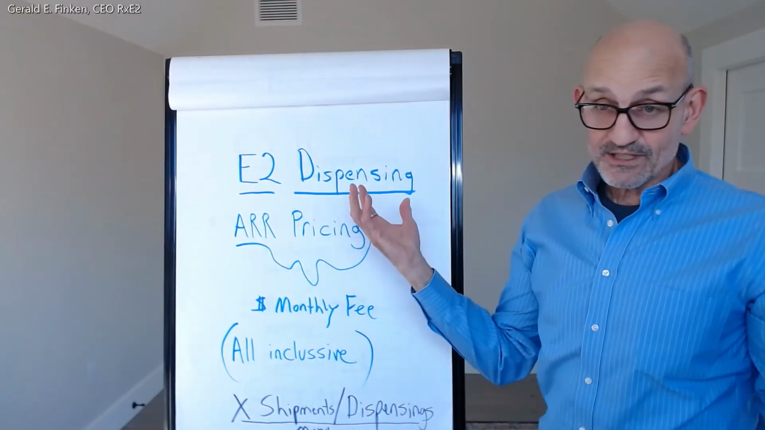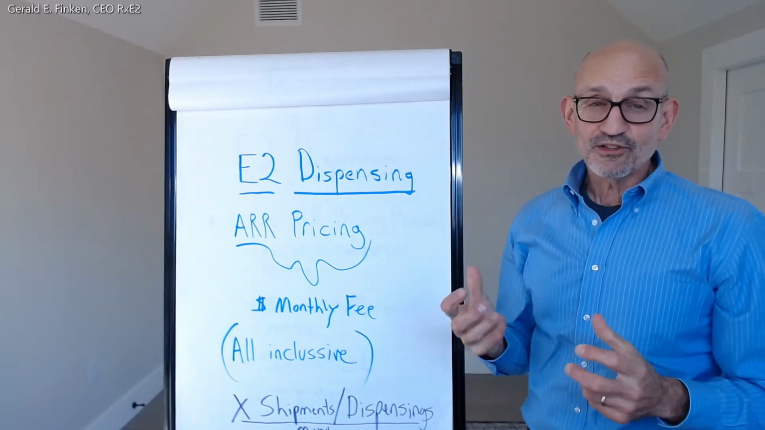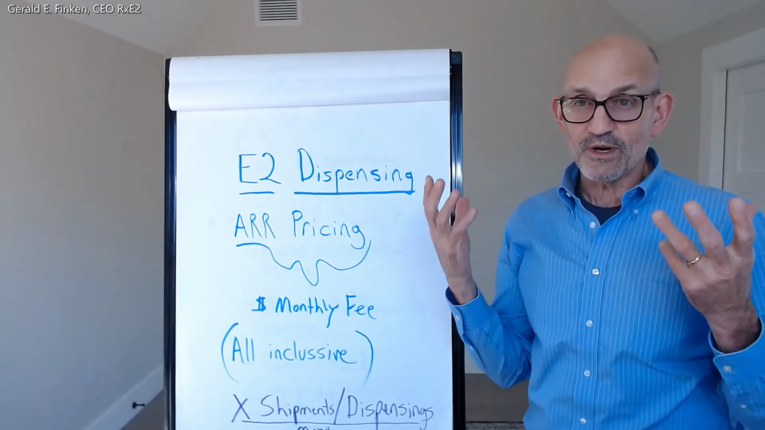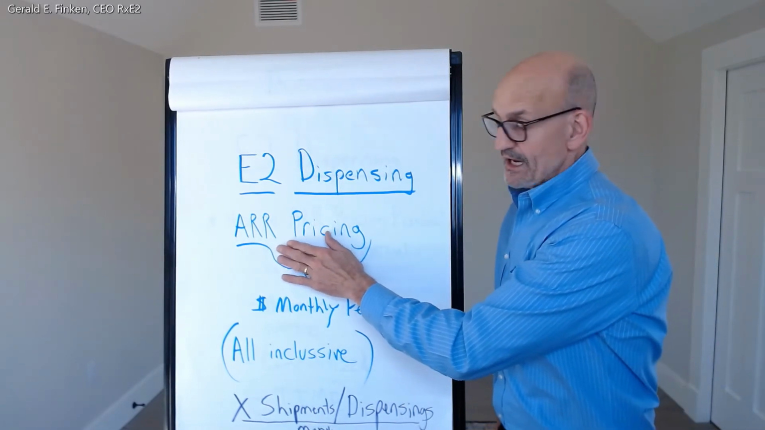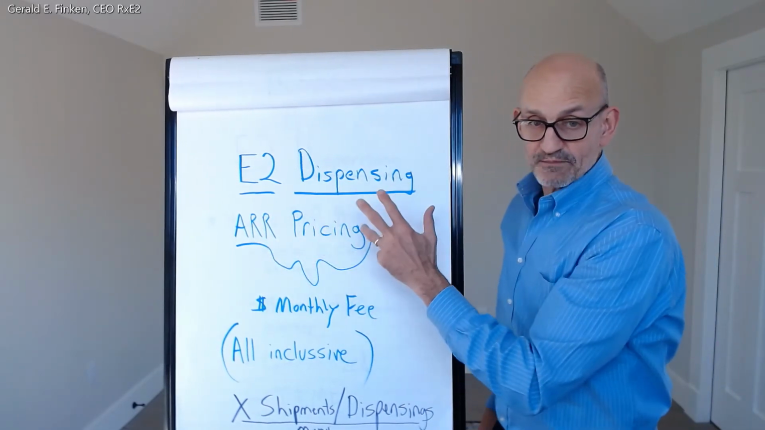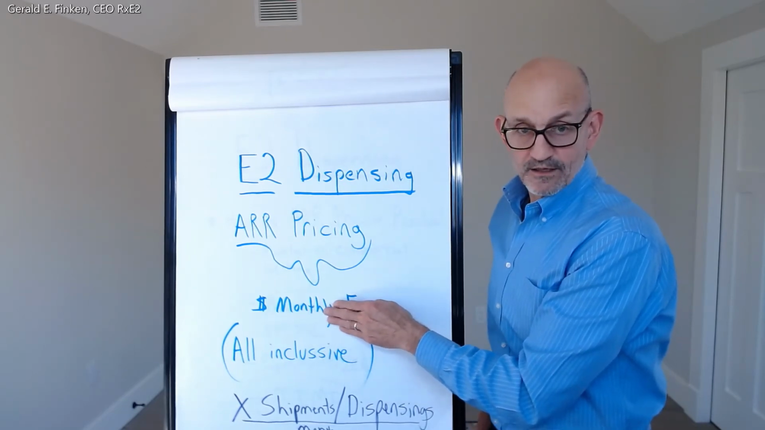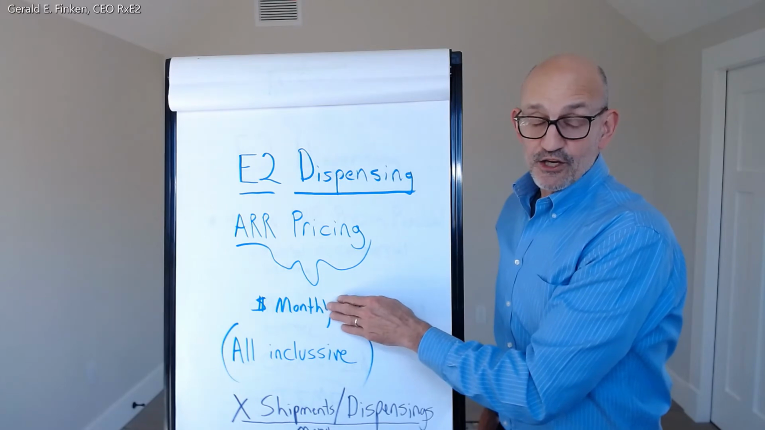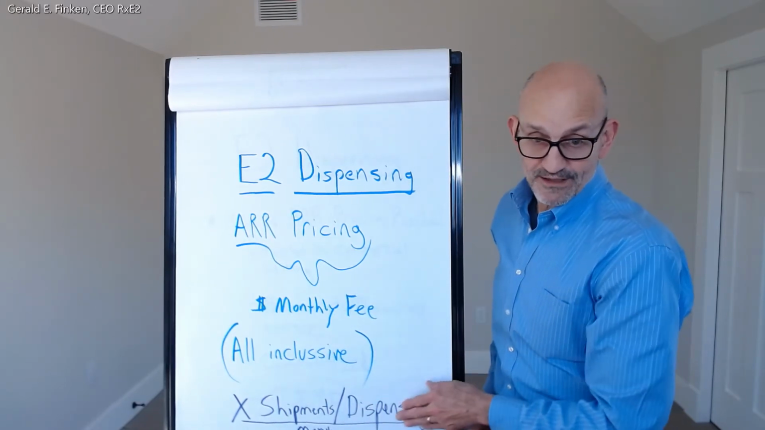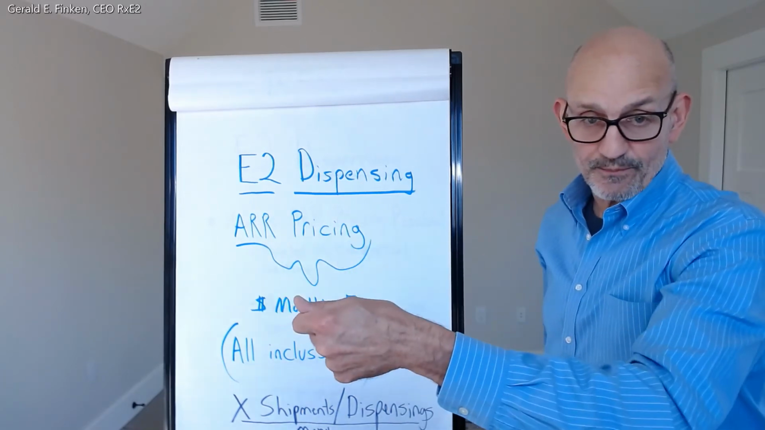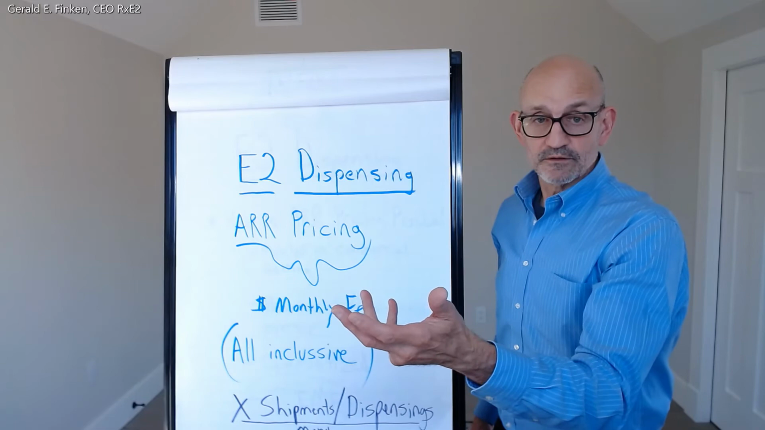Let's go to E02 dispensing. Again, working with the practice of pharmacy. And so what we're going to do is rethink the way we price things and use this ARR pricing, annual recurring revenue pricing, a SaaS model, and just charge a monthly fee. So like I mentioned, you can get up to 50 shipments per month, or dispensings, because you dispense and ship, it's all one, and it's $15,000 per month.